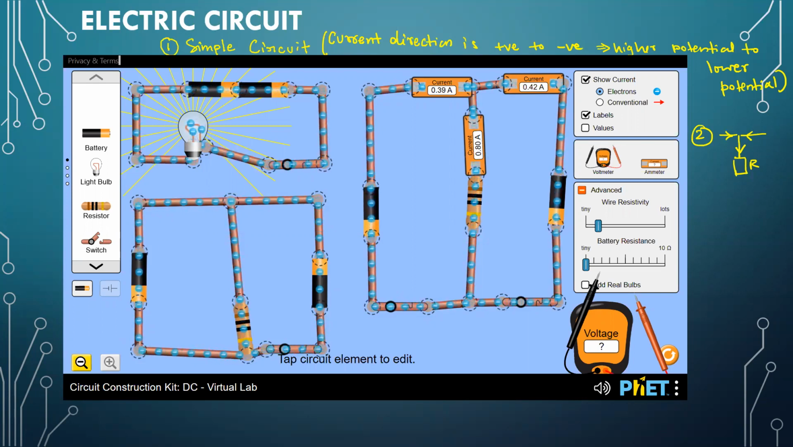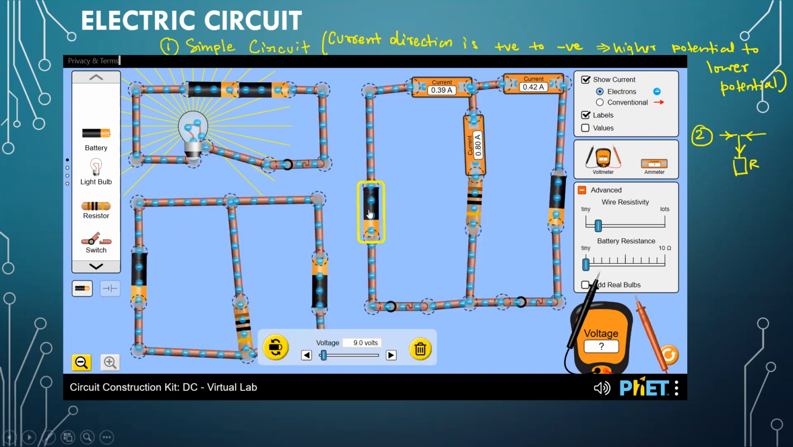Now coming to the second circuit, where we have two cells. If I click here, each one of them is 9 volt. Both are 9 volts, which means they have the same potential difference. As you can see, the electrons are flowing on one side with a current of 0.39 ampere, on the other side with 0.42 ampere, close enough, and then they get added up. When I show the current direction, I'm going to show the other way around, because current direction is always shown from positive to negative.